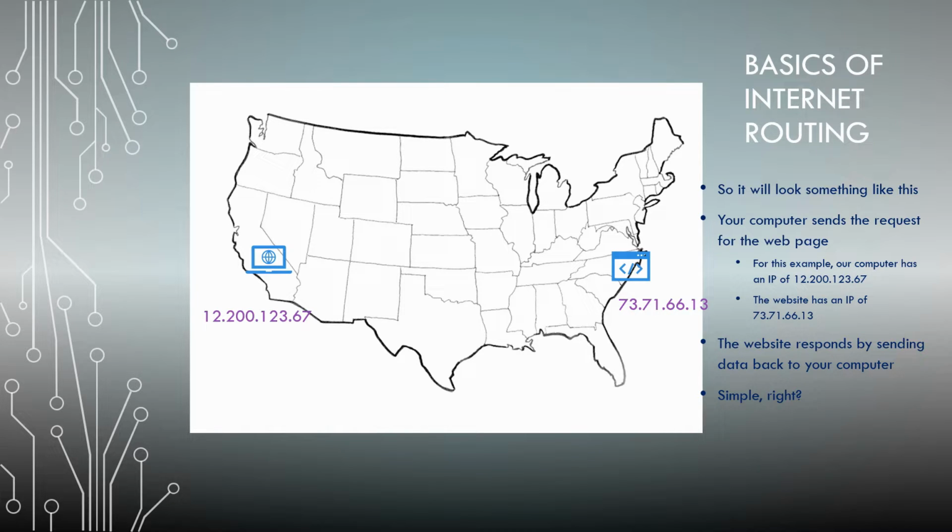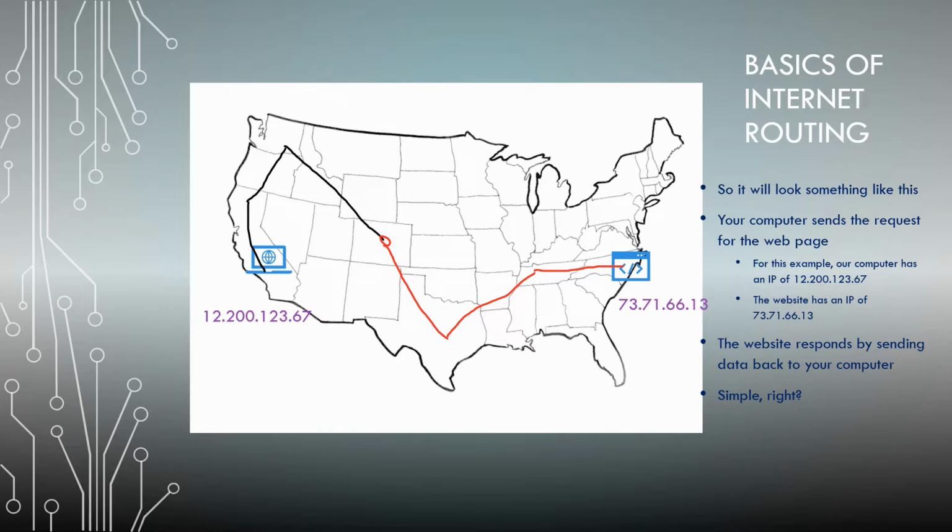12.200.123.67 and then 73.71.66.13. So our packet leaves our computer and it's traveling along the AT&T network and eventually it hits a spot where it realizes it can't get where it needs to go. We'll talk about that in a little bit. So it hits one of these peering points and that peering point says, I know how to get where you need to, so I'm going to switch you over to the Comcast network. So it follows the Comcast network, and then the Comcast internet routers are able to get it to the place where it needs to go.